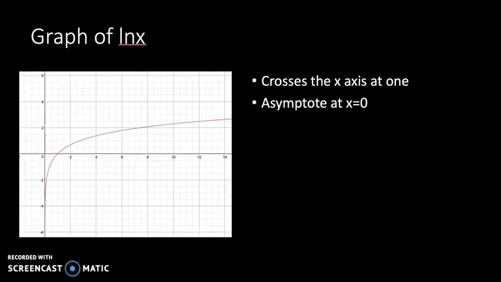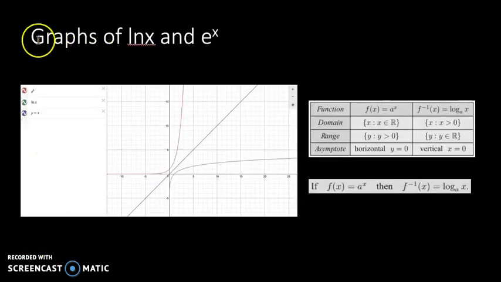Next, we have a graph of the natural log of x, which crosses the x-axis at x equals 1, and it has an asymptote at x equals 0 here. So when we put the two graphs together on one graph, I've also added in here y equals x. We find out that they're actually just the inverse of each other, as we can see from this bit here.